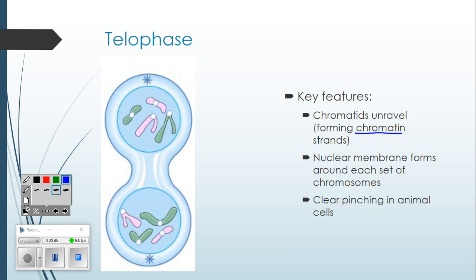At the beginning of telophase, the chromosomes still look like chromosomes, nice and condensed. And as we get to the end of telophase, then they start to unravel, and it starts to look more like chromatin. Something that you should definitely see is a nuclear membrane. Not just one, but two. One on each side of the cell, because I just pulled those identical copies of chromosomes apart in anaphase.